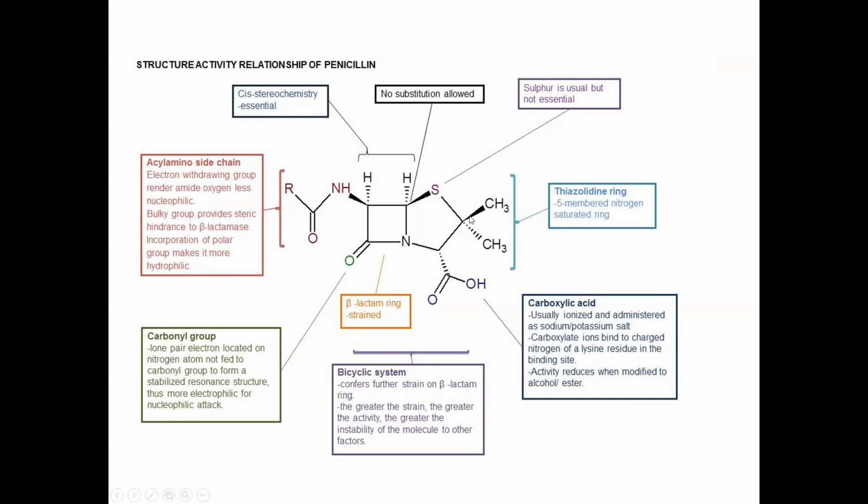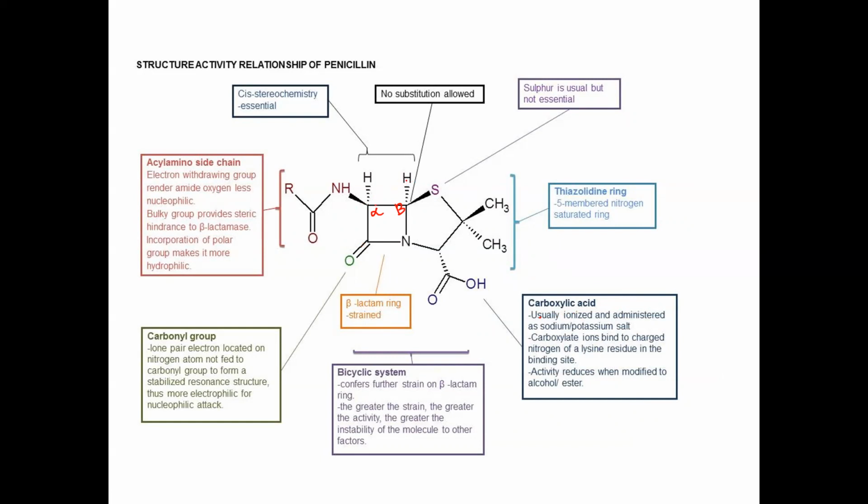We have seen that this position is important. This free COOH is important. There's a lactam. You can see this is a beta lactam. This is an alpha position, this is a beta position, called the beta lactam ring. And the beta lactam ring is strained, and that leads to the activity.